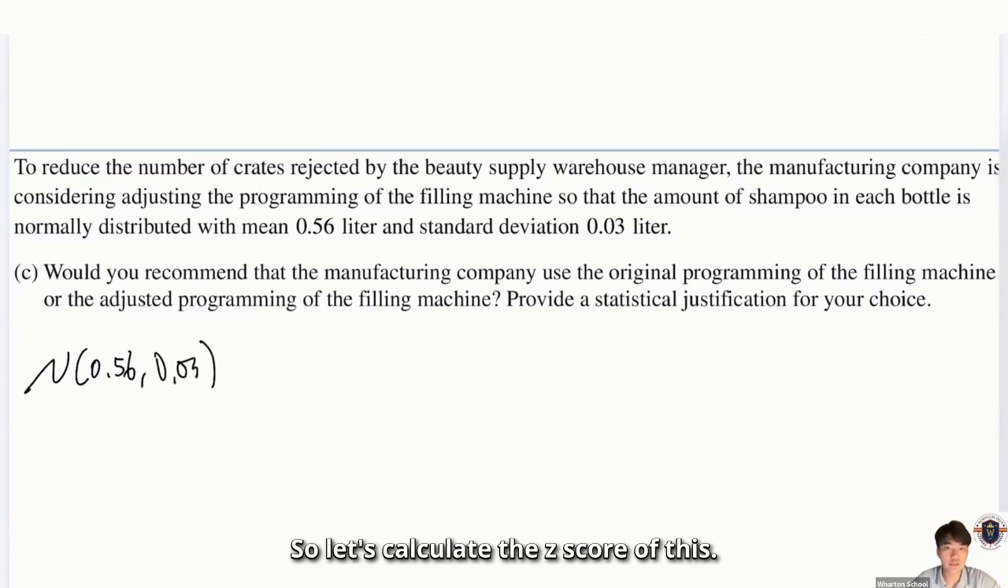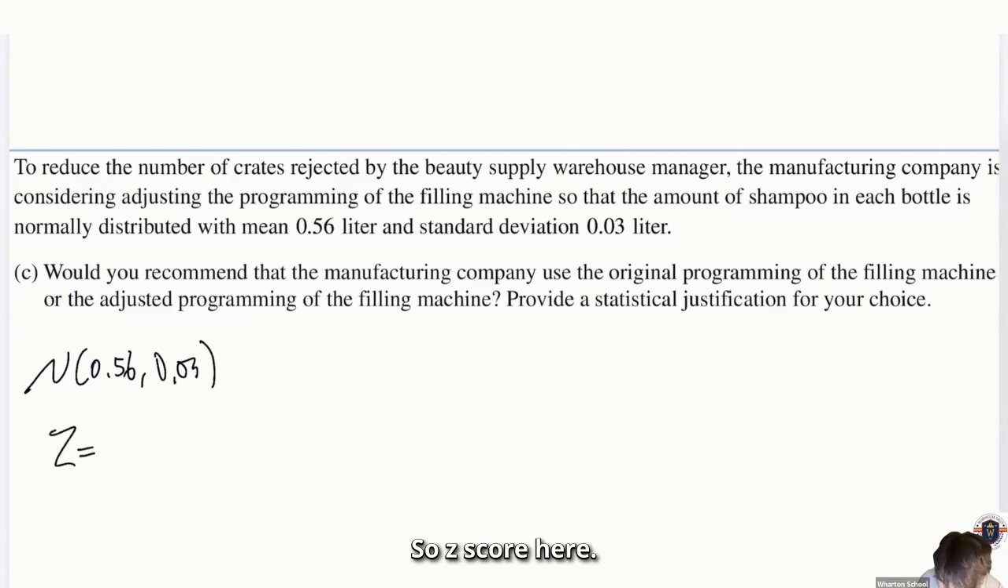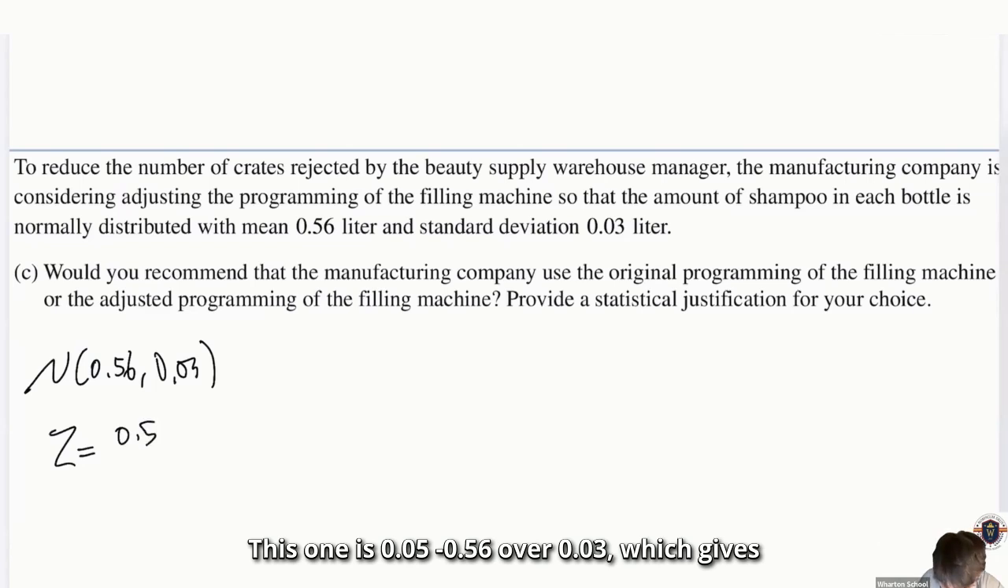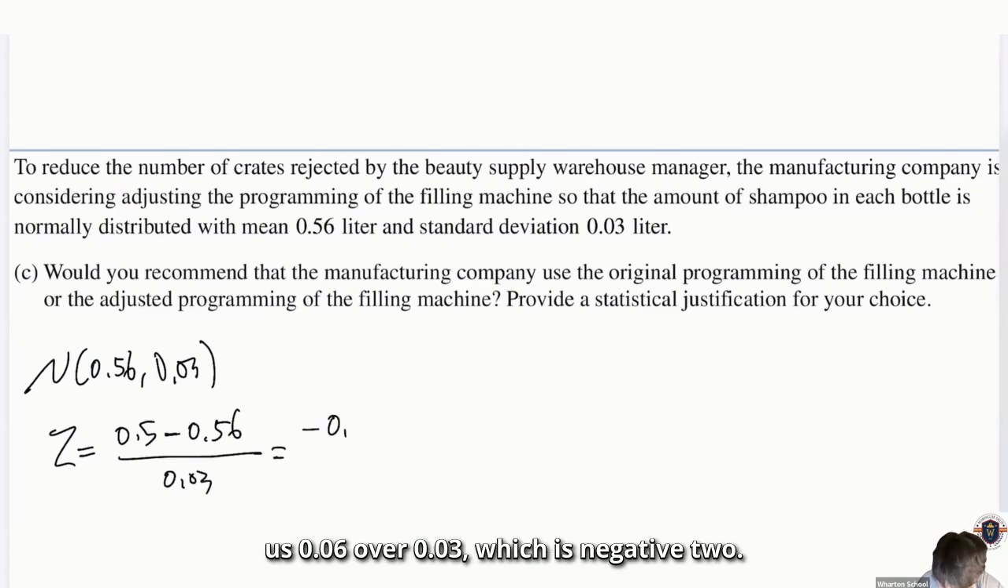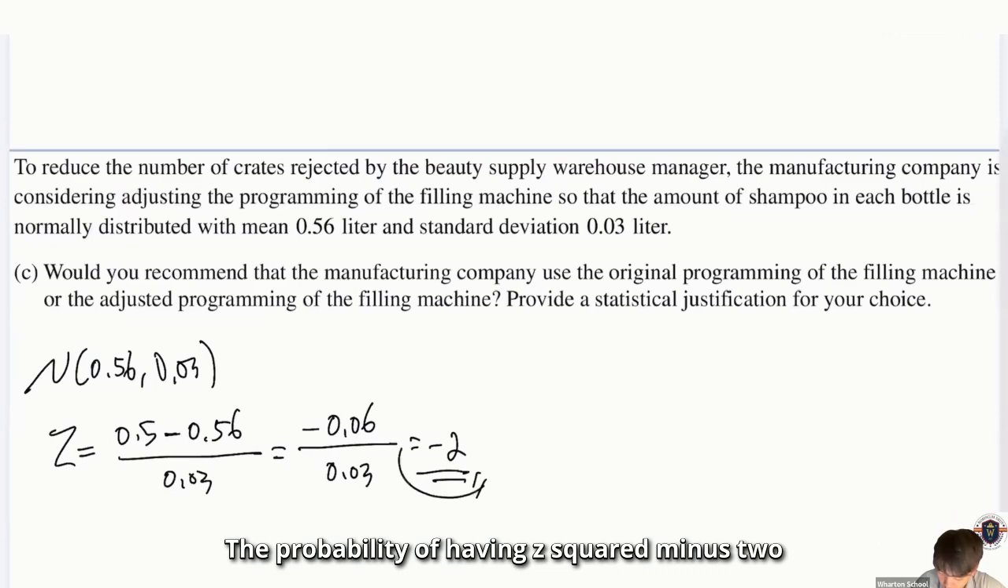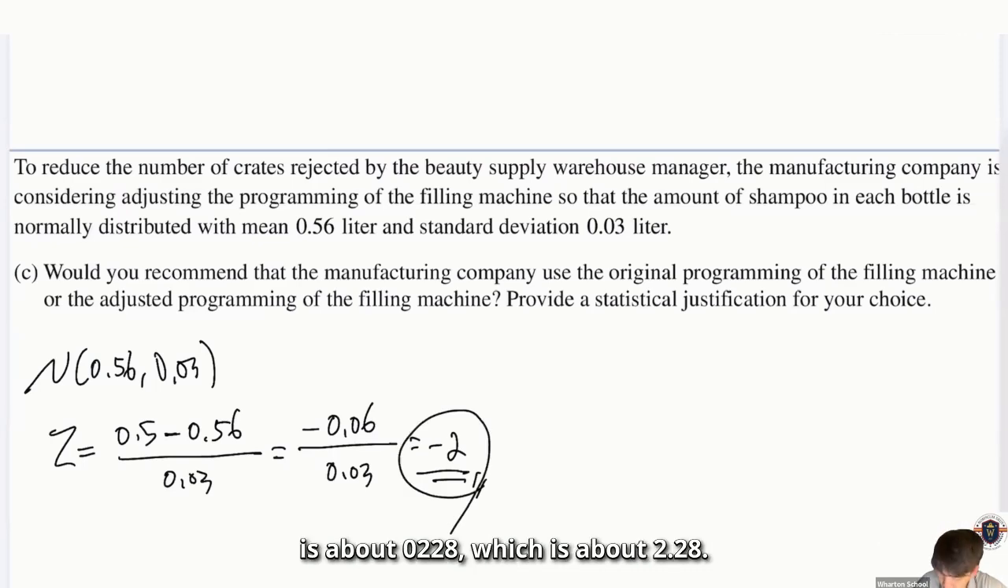Let's calculate the z-score for this. The z-score here is 0.5 minus 0.56 over 0.03, which gives us negative 0.06 over 0.03, which is negative 2. The probability of having a z-score of negative 2 is about 0.0228, which is about 2.28%.